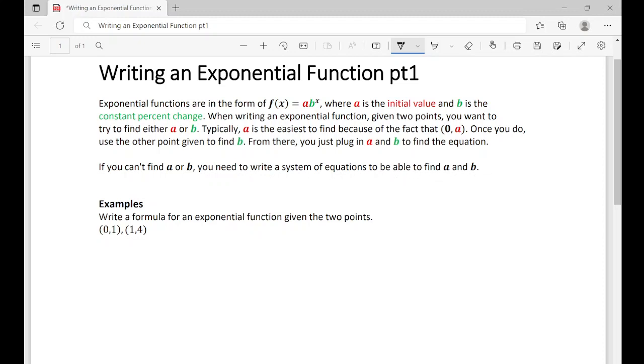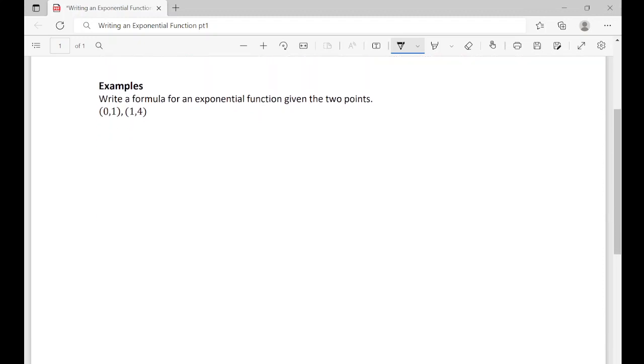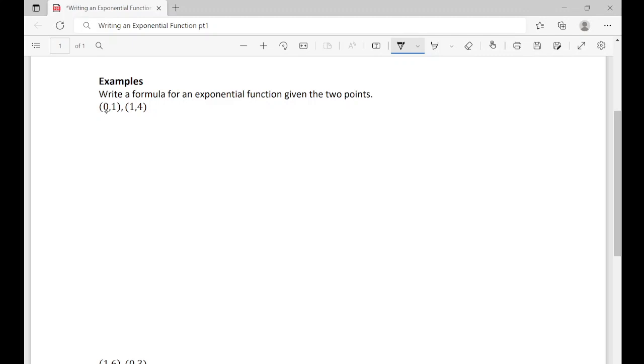So we're going to start off with the ordered pairs 0, 1, and 1, 4, and we're going to write a formula for an exponential function. So don't forget that, and I'm going to change it to y equals ab to the x. That a is the initial value, and because we have an ordered pair of 0, 1, 1 here is our initial value, so we can say that a equals 1.